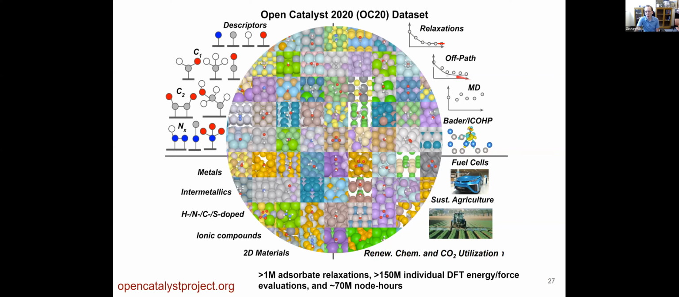We did a little bit of off-path sampling. We ran some short time scale MD. We did a little bit of electronic structure analysis. A lot of this benefited from the tools in PyMatGen and ASE and other cool codes out there. And in total, we ran over 1 million of these relaxations, each of which was full ab initio DFT, that resulted in more than 150 million individual single points with DFT.